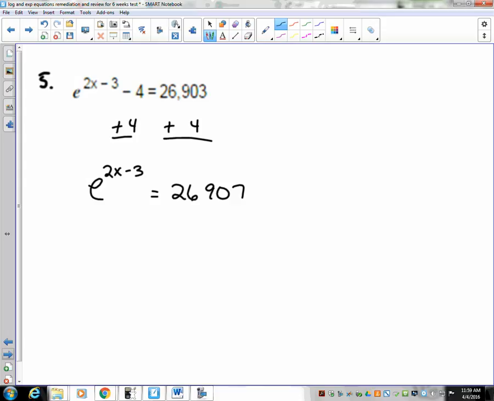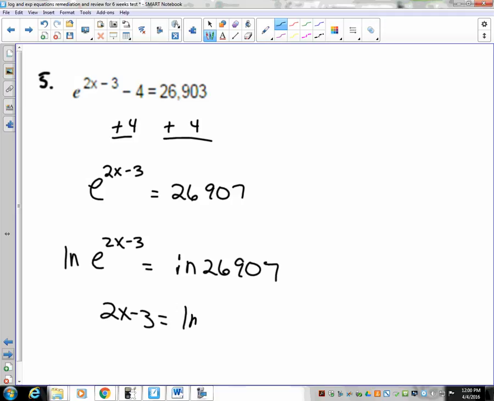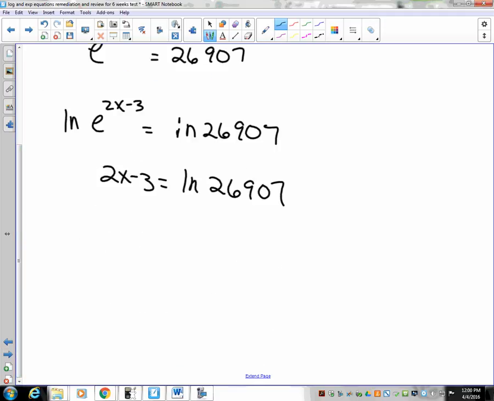So you should get the natural log of 26,907 plus 3 all over 2. Let me work it out just in case. I'll go kind of fast. Natural log on both sides. When I do the natural log of e to the 2x minus 3, it's just 2x minus 3. Now it's just isolate x from there, so you add 3 and then divide by 2.